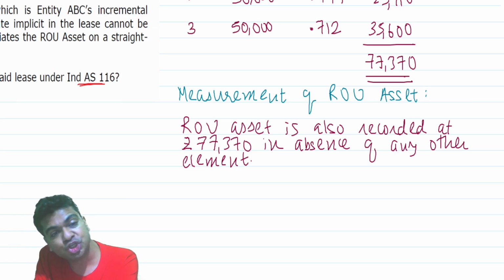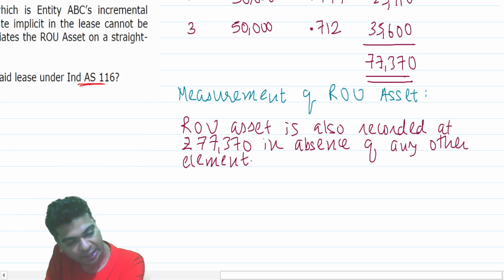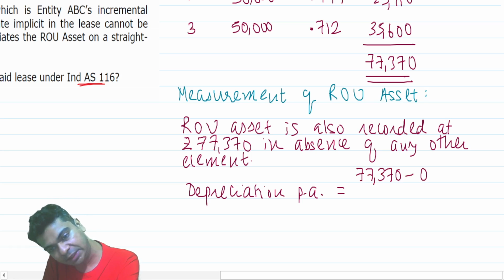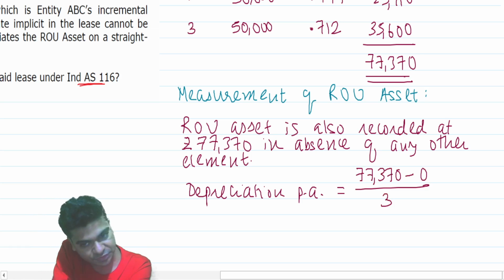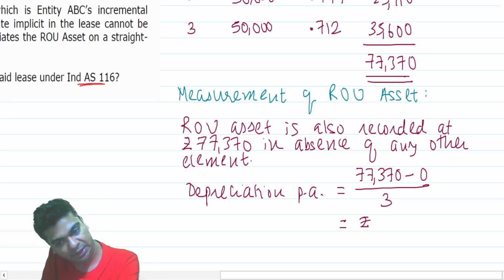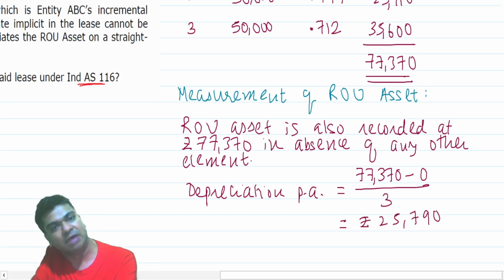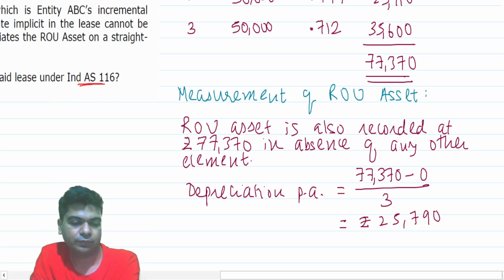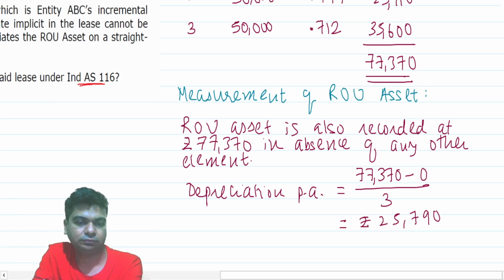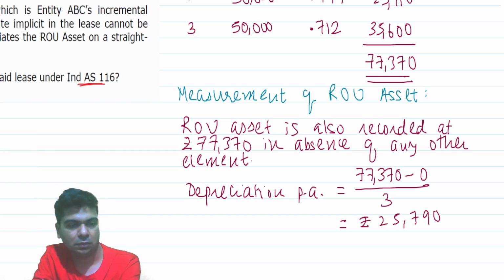We are planning to depreciate this asset on a straight line basis. So depreciation per annum will be equal to 77,370 minus 0, and the lease term is 3 years. So 77,370 divided by 3. So my depreciation will turn out to be 25,790. So this will be for the ROU asset. If you're still writing, just pause the video here and complete.